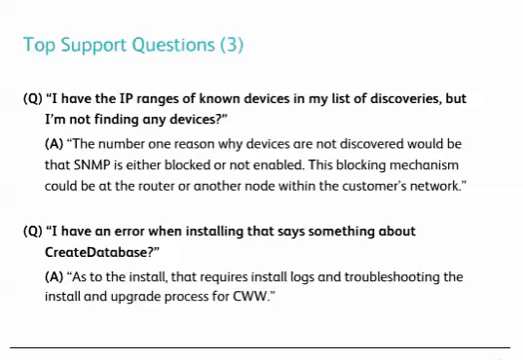Question 3. I have IP ranges of known devices in my list of discoveries, but I'm not finding any devices. The number one reason why devices are not discovered would be that SNMP is either blocked or not enabled. This blocking mechanism could be at the router or another node within the customer's network.